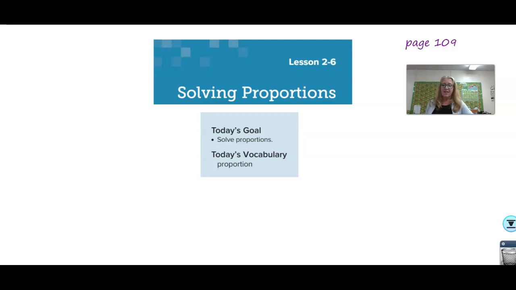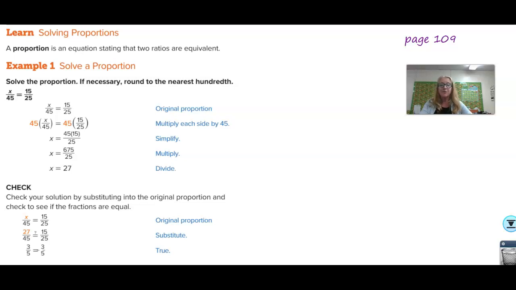Hi, boys and girls. In section 2.6, we are going to be learning how to solve proportions. Now, you've probably solved simple proportions before, but some of these are going to be really complicated and super fun. All right, here's your basic proportion.